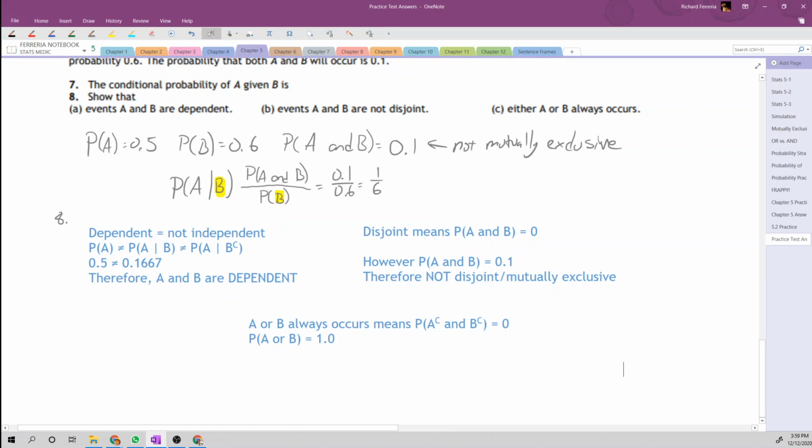Since we have two events that are not disjoint, we're going to have to use the addition rule. The addition rule says that the probability of A or B is equal to the probability of A plus the probability of B minus the probability of A and B. Since we have all of those probabilities, we'll just put our numbers into the formula. We have 0.5 plus 0.6 minus 0.1, and wouldn't you know it, that's equal to 1. So with 100% certainty, A or B is going to occur.